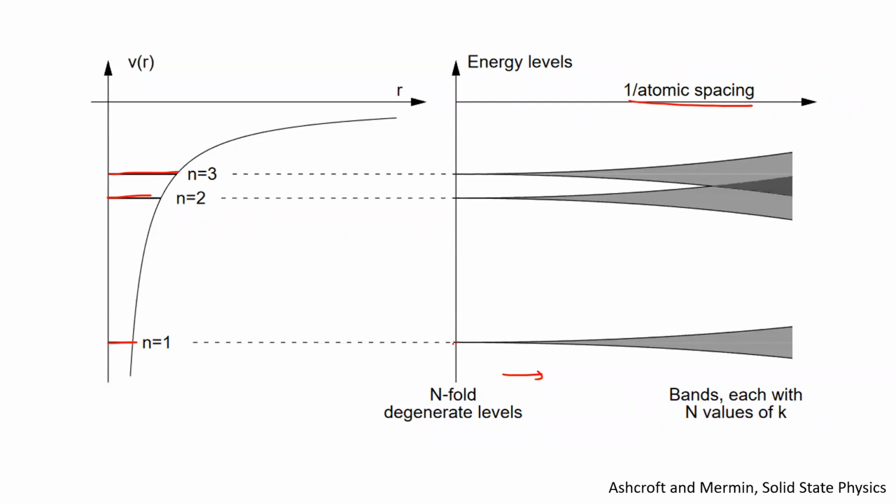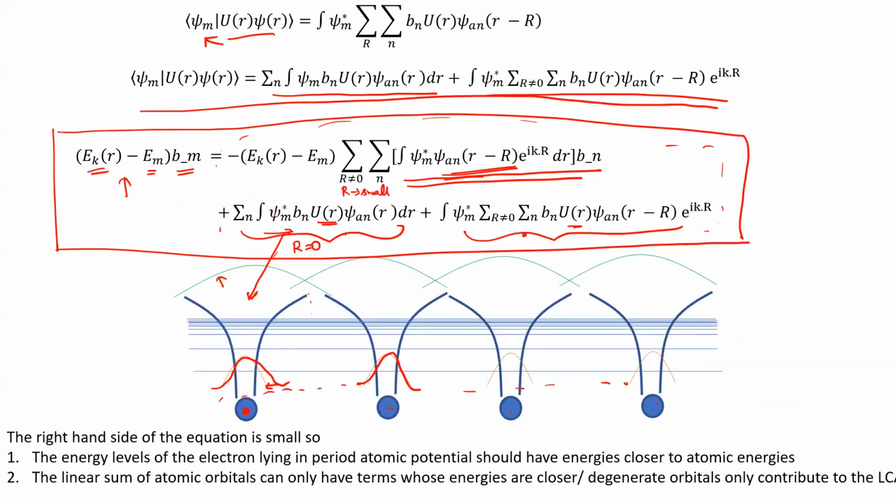Your Ek's will be very close to Em. So let's say this is Em. This split is Ek. Ek is very close to Em. As you reduce the atomic spacing and come to a point where you have significant overlap, if you come to this equation, now the right hand side starts to have significant value, not a very small value. If the right hand side turns out to be not a small value, you can see that the Ek's can now significantly vary from Em, even for Bm not equal to 0.